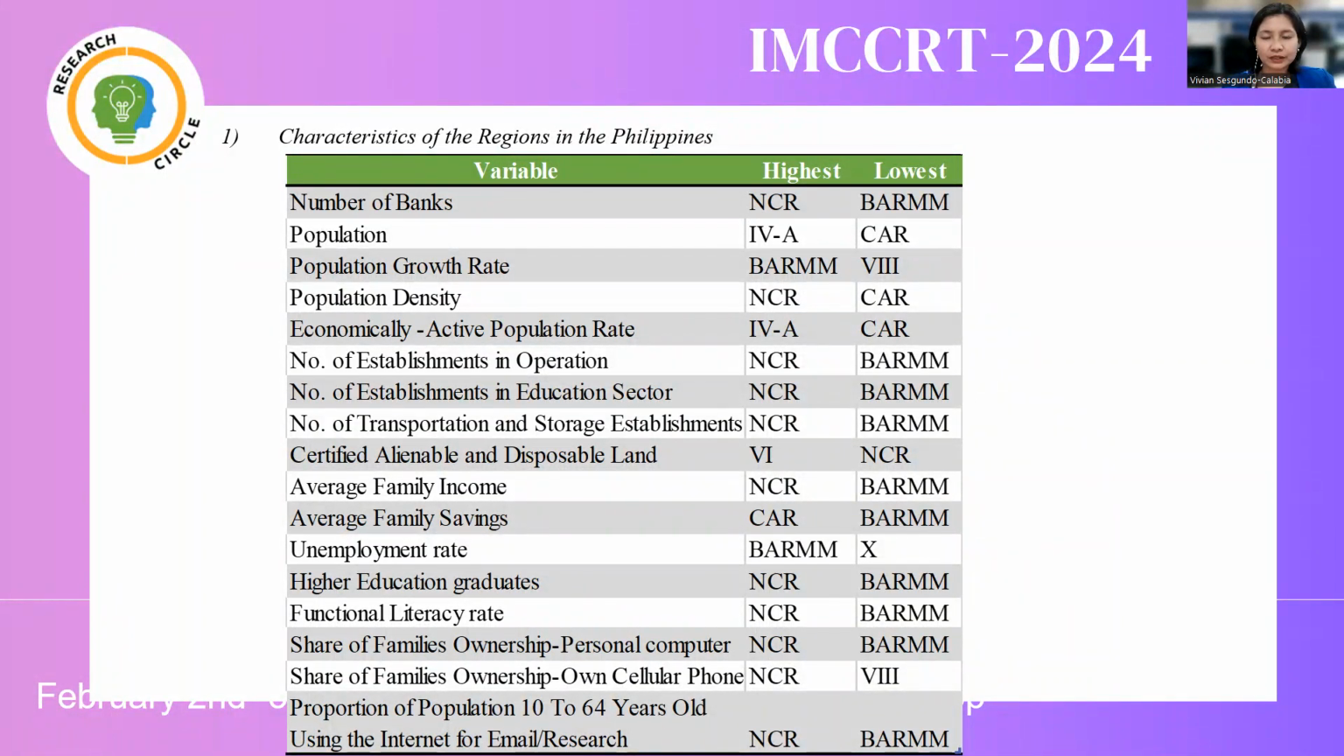Then for population growth rate, BARMM has the highest, and Region 8 has the lowest. For population density, the NCR has the highest and CAR has the lowest. Then we can see that for the number of establishments in operation, in the education sector, and also the transportation and storage establishments, NCR has the highest and BARMM has the lowest.